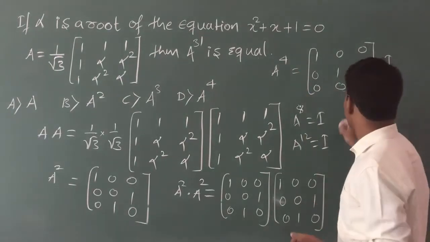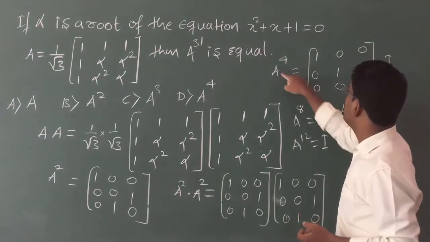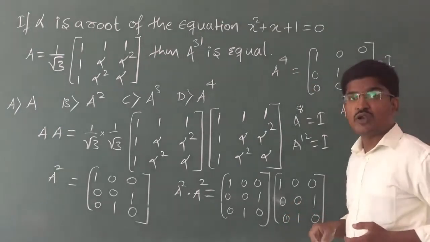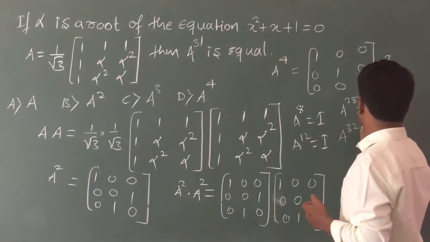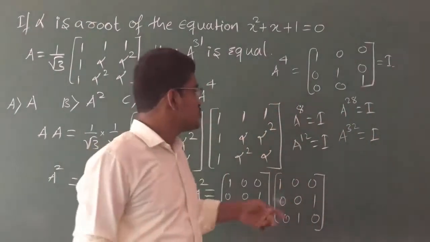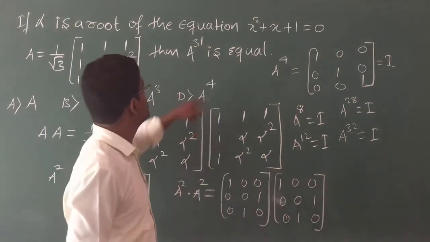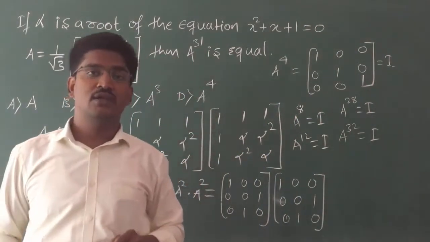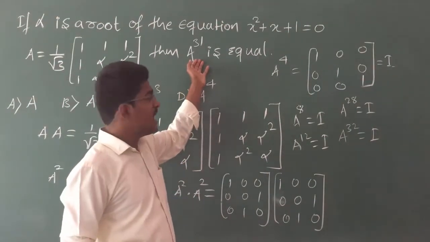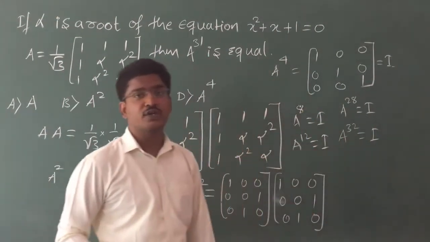If you go on solving like this, a to the power of 28 will also be equal to I, because 28 is a multiple of 4. Next again, a to the power of 32 will also be equal to I. Clear? I will stop at a to the power of 32 because I need a to the power of 31. I think you got my idea.